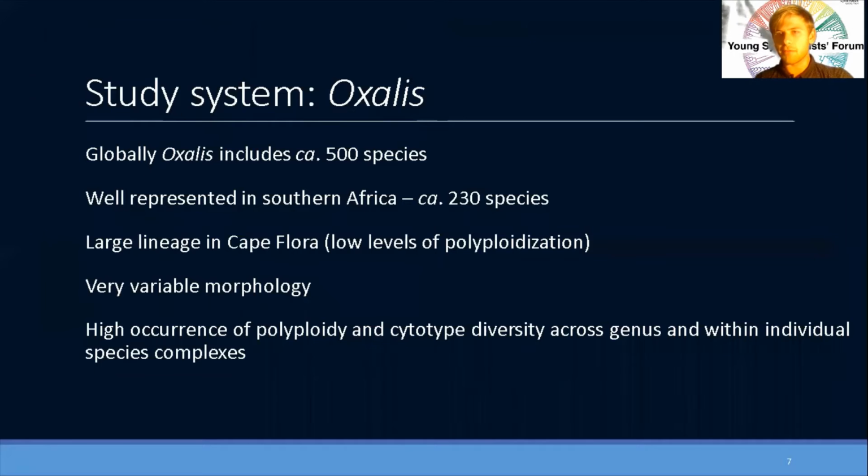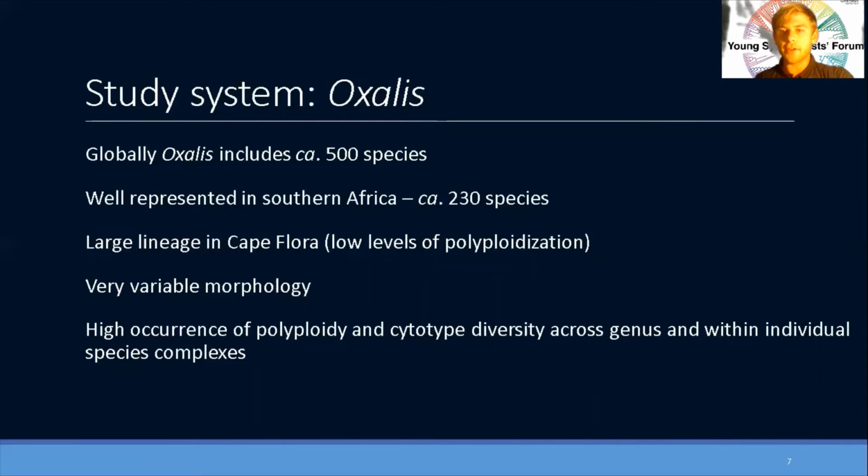And so, speaking of a variable lineage, Oxalis is a very large lineage with roughly 500 species globally. The genus is very well represented in the Cape with more than 230 species either described or awaiting description. The genus provides an interesting study system given its context. It occurs in the species-rich Cape floral kingdom. The Cape has a high species diversity, but very low levels of polyploidisation. The Oxalis genus, in contrast, has a very high occurrence of polyploids across the genus and within species complexes.